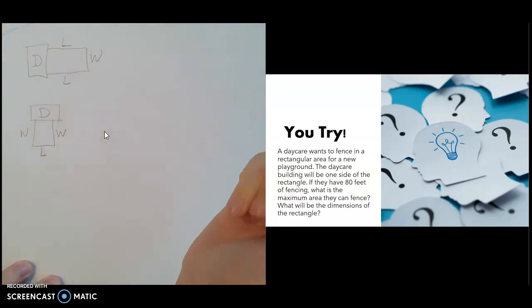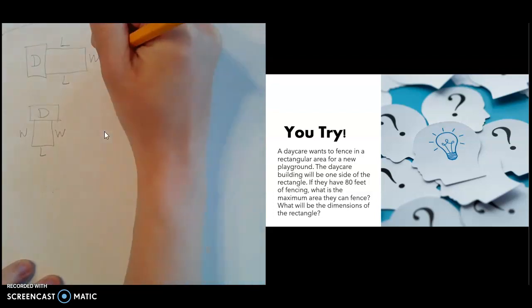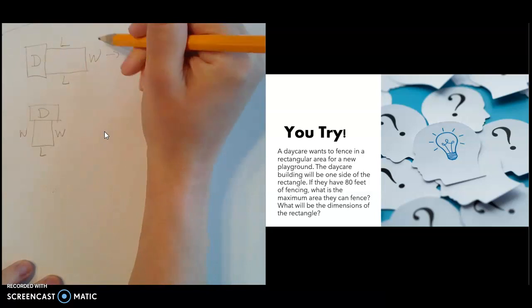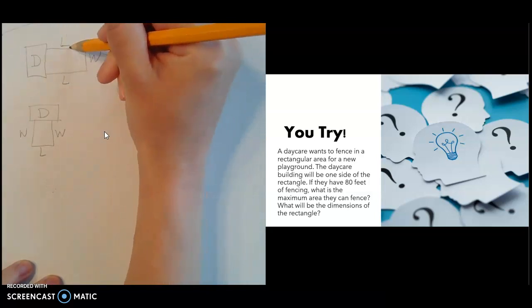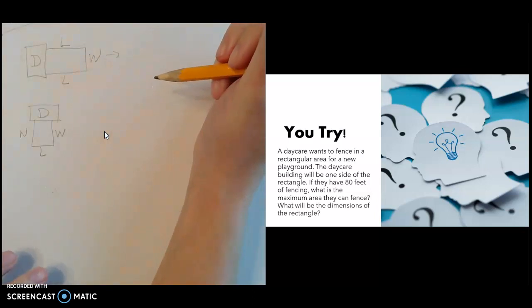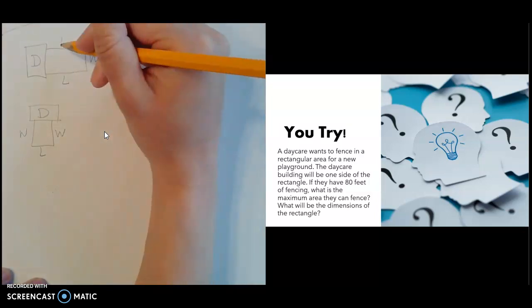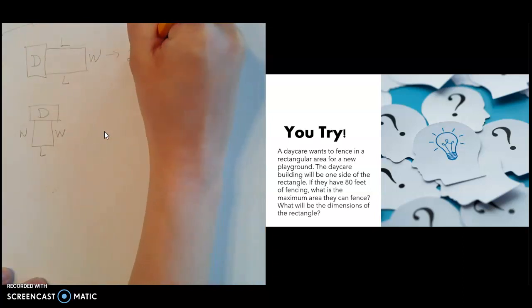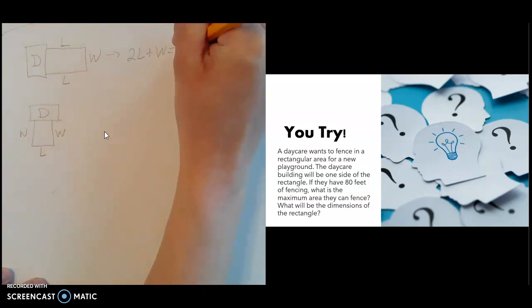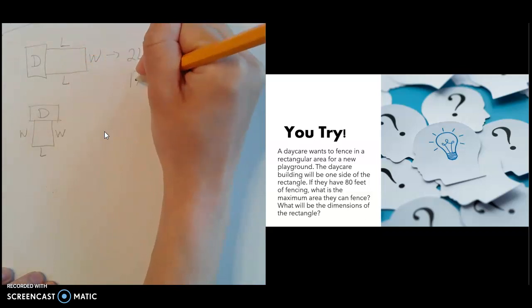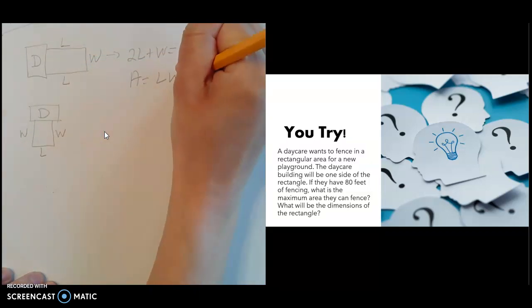Alrighty, let's see. They have 80 feet of fencing. So I'm just going to keep going with mine, and say that those three sides added together would equal the 80 feet. We're trying to maximize the area, so they're going to use all their fencing. So if I add those three sides together, I'm going to have two lengths plus a width equal to 80 feet. We're trying to maximize area. It's a rectangle, so the area of a rectangle is length times width.